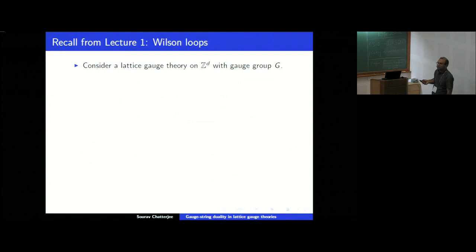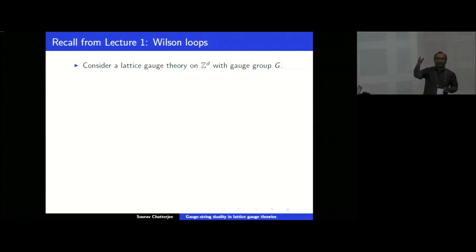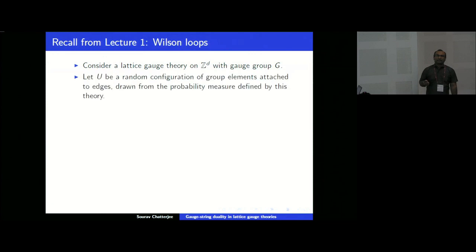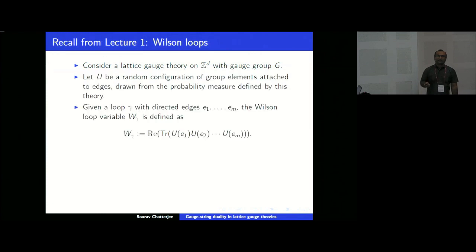And also recall this definition of Wilson loops. So what are the observables in lattice gauge theory? So the interesting observables are not the U_xy's, the group elements that are attached to edges. Those are not the interesting things. What the interesting things are, are these gauge invariant observables, and one class of important gauge invariant observables are these Wilson loops. So you take a random configuration from this lattice gauge theory, and then you take a loop, a closed loop with directed edges, e_1 up to e_m. There can be some repetitions, you don't care about that.